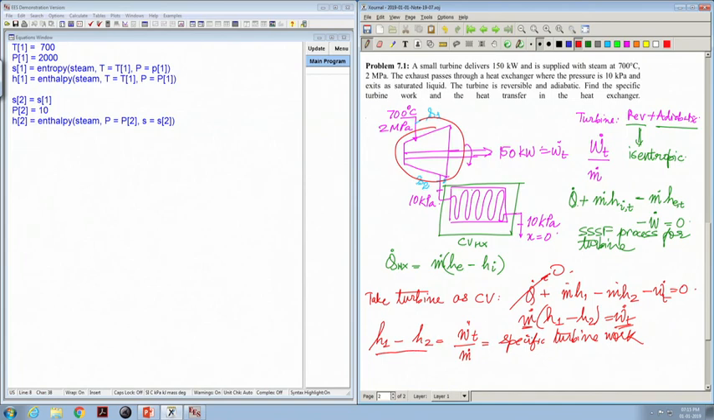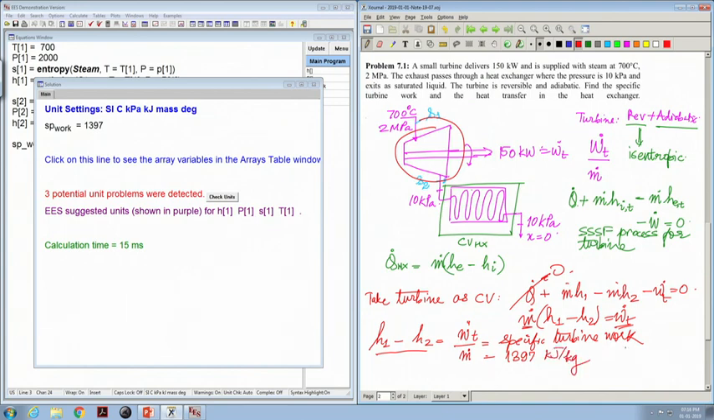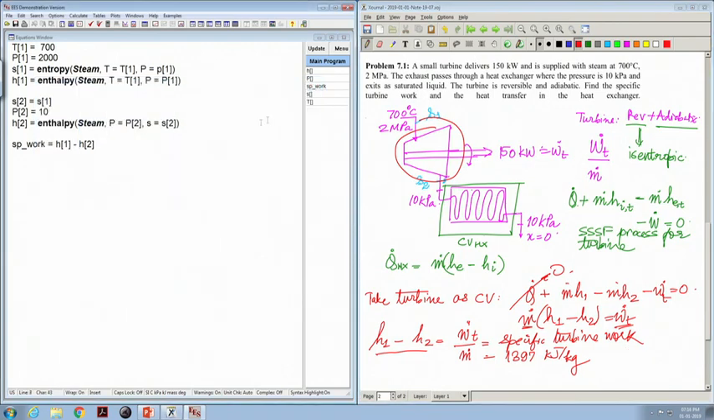So, H1 minus H2, we have already found out what H1 and H2 are. H1 minus H2, there we are. Let us run this. So, the specific work is equal to 1397 kilojoule per kg. Okay. Let us find out the heat transfer in the heat exchanger.